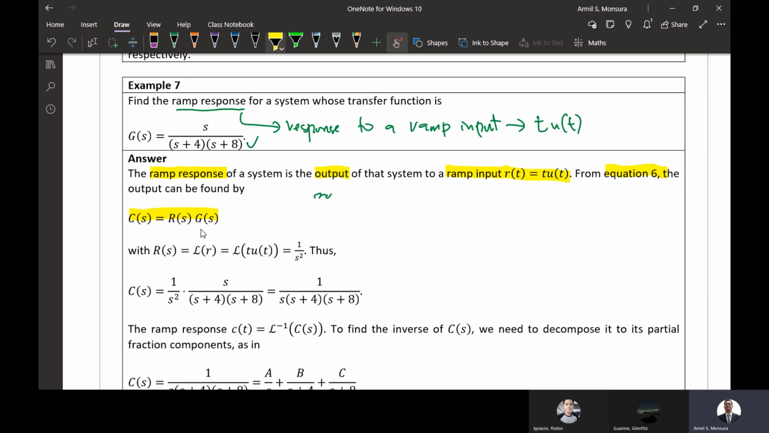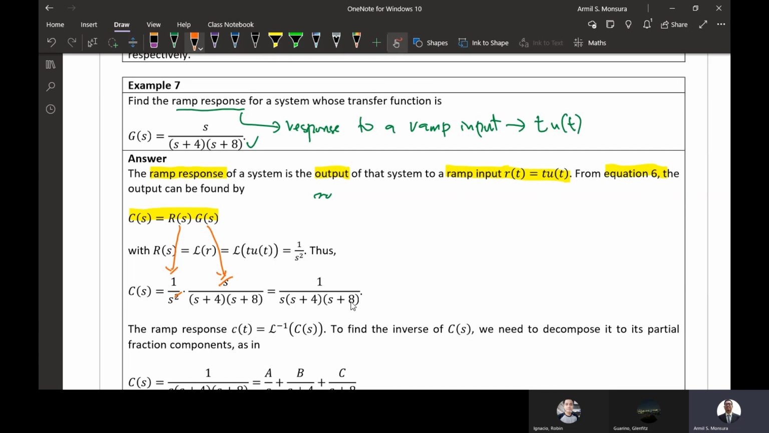Now, in this case, yung G, ito yun. But our R is the Laplace transform of our input ramp. So, kukunin natin yung Laplace transform nito, which is by table 1, yung 1 over s square. So, kung 1 over s square itong R natin, then i-multiply natin siya dun sa G, which is this one. So, that becomes, when we simplify this thing, kasi magka-cancel to, tsaka yung isang factor nito, then that becomes 1 over s times s plus 4 times s plus 8.